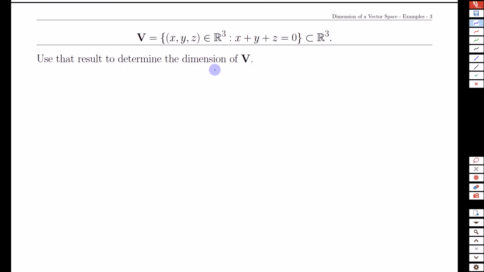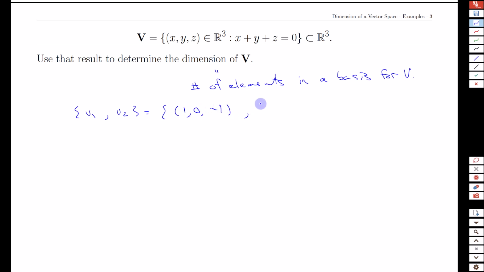Well, the dimension of V is equal to the number of elements in any basis. And the basis for V, we just found that V1, V2, which was that specific set of (1, 0, minus 1) and (0, 1, minus 1), is a basis for V. And so, hey, there's two things in it. That set contains two elements, therefore V is two-dimensional.